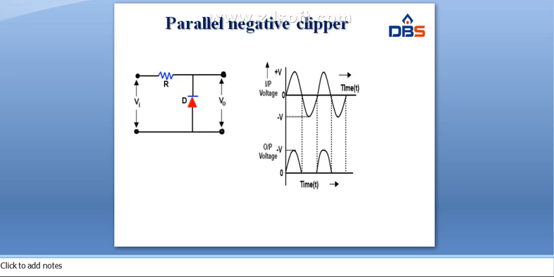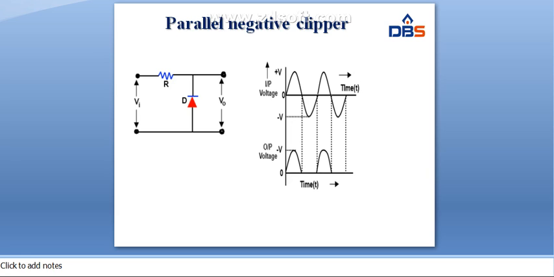So it is a parallel negative clipper. Here also the negative signal is going to be removed. In the positive half cycle, the diode D becomes reverse biased and acts as an open circuit, then the output V naught follows the input. See here in the output voltage, it follows the input voltage. So V naught equals Vi.